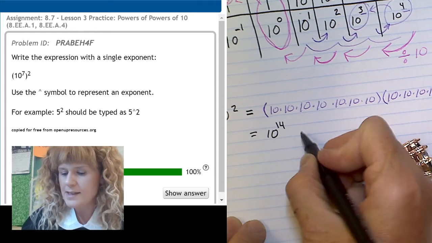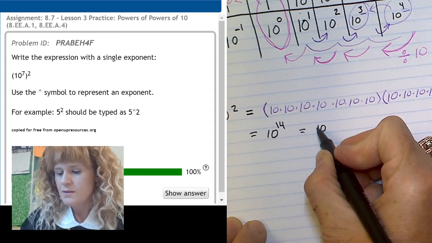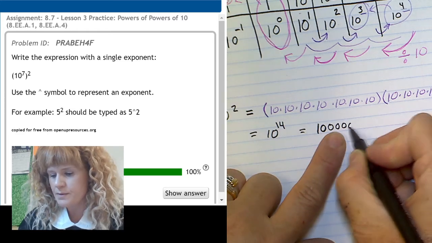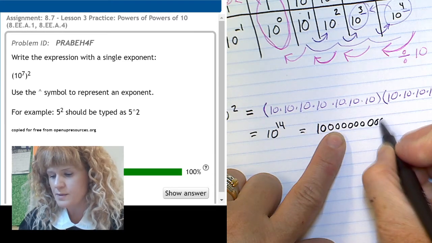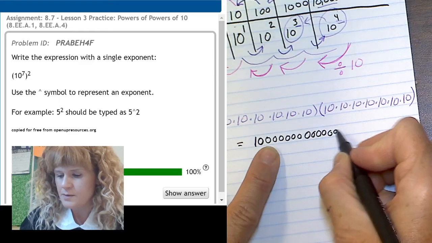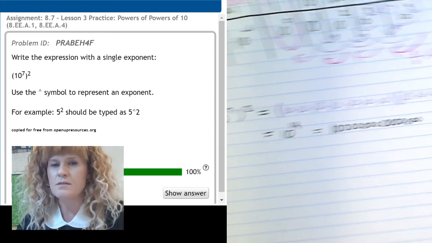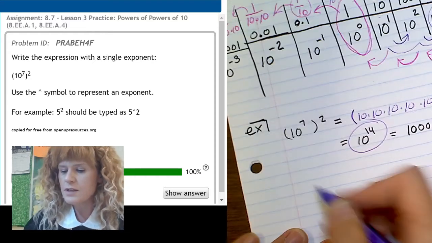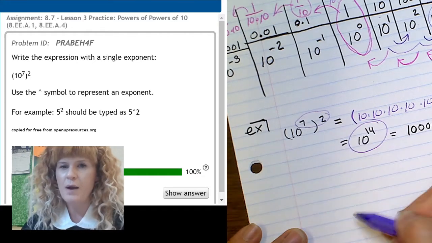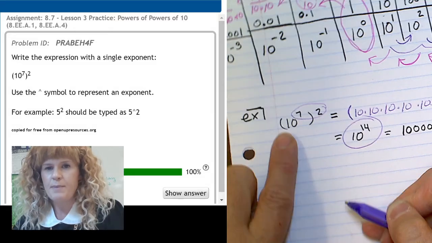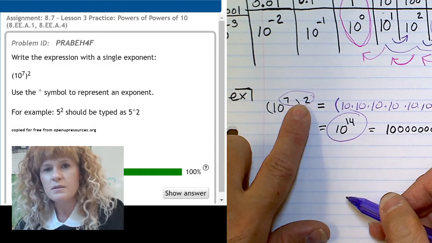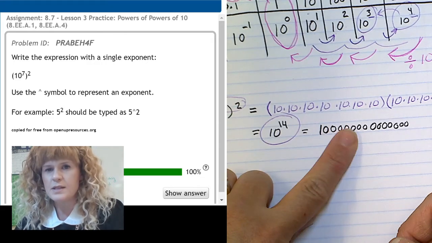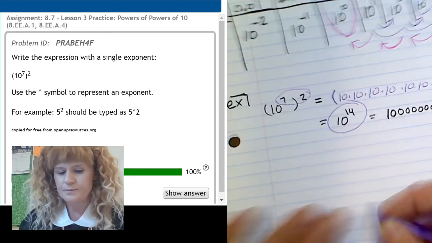If you want to write this as a number, it's 1 followed by a lot of zeros. But nobody wants to do that. So you need to use an exponent. Well, even easier, you need to recognize that when you have power to the power, 10 to the power of 7 to the power of 2, you multiply your exponents. So the number of zeros is 7 times 2.